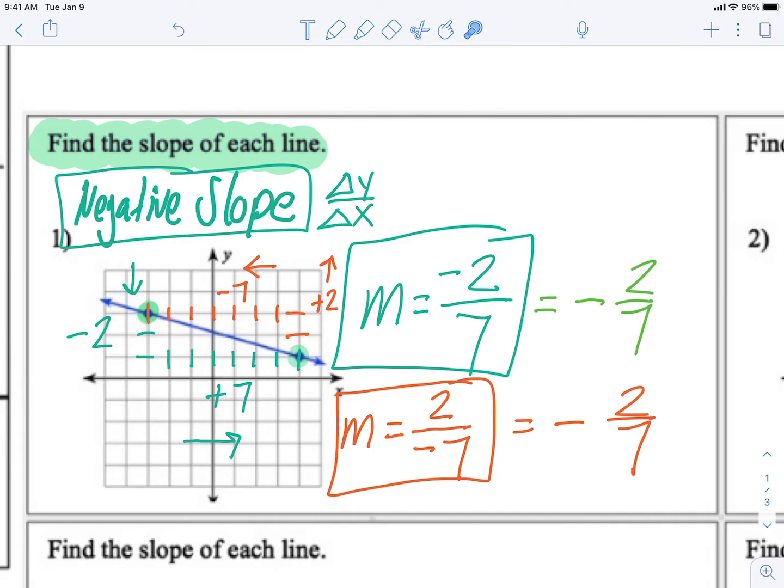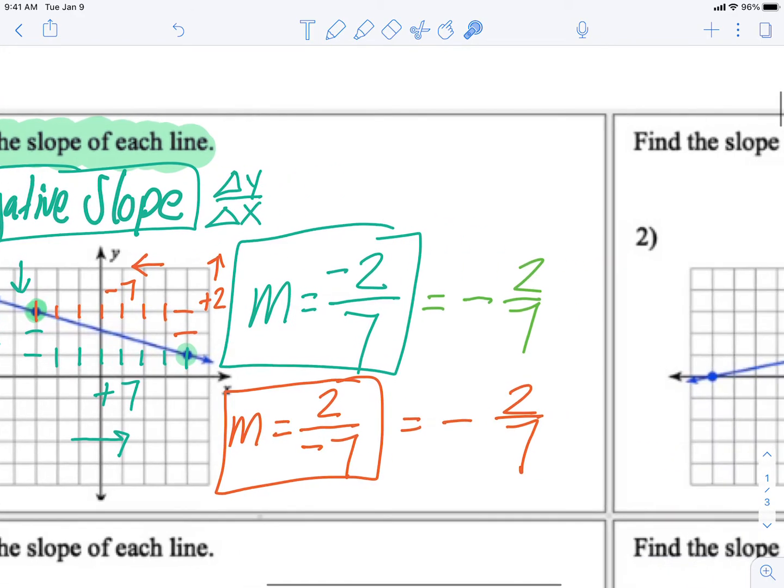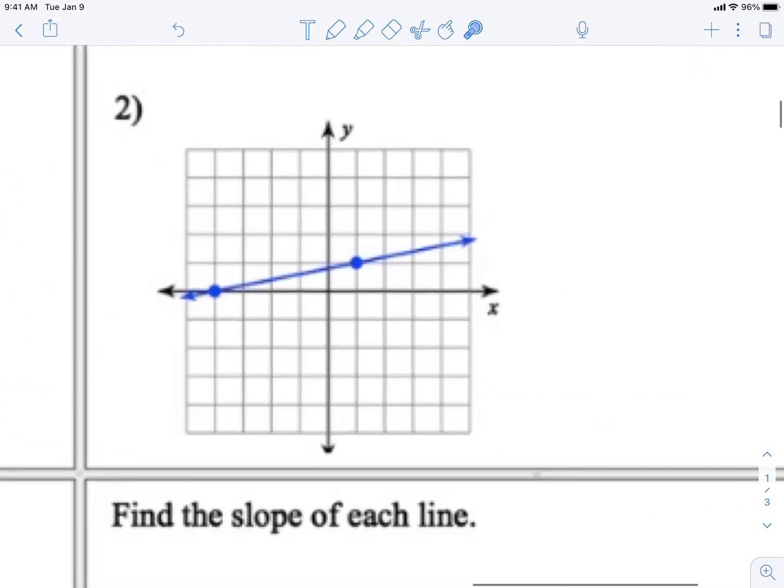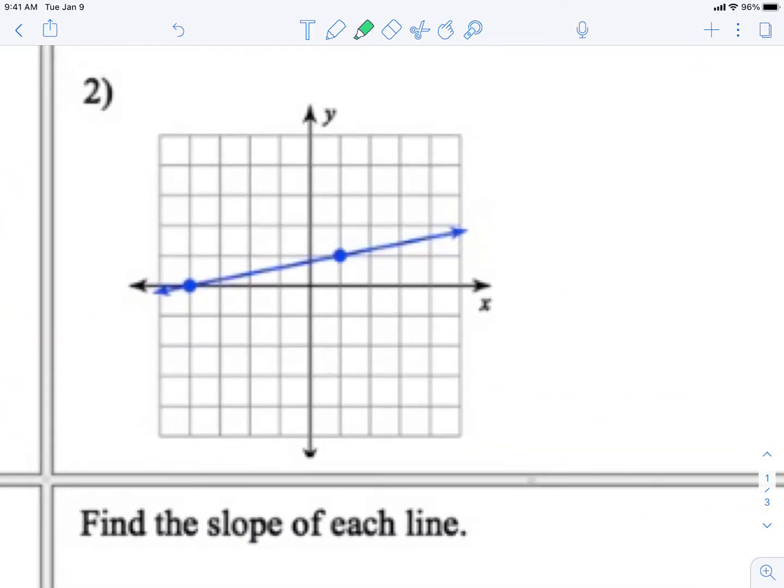I know I talked a lot on number 1 because there was a lot to explain, right? But that's okay. Number 2 is going to be faster. So let's look at number 2. Let's identify our points first, right? Pick a different color here. So we have a point here and a point here, right?